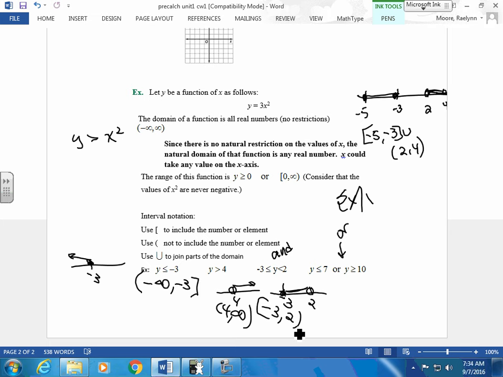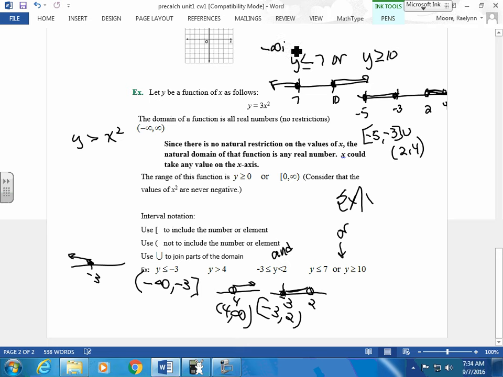This guy, I'll write this up here because I know it's hard to see down there. Okay, so this one is going to say, all I want is your critical values again. So it's going to look like this if we wrote it on a number line. And this is your or statement. This is where we're going to use the U. So we're going to say -∞ to 7 or 10 to infinity. We kind of just jump over it. And we're going to use that U a lot this year.